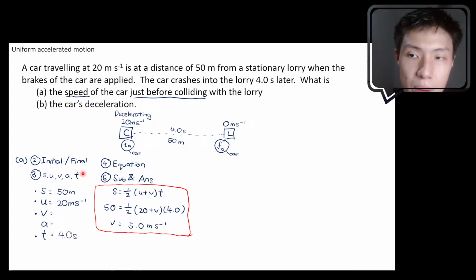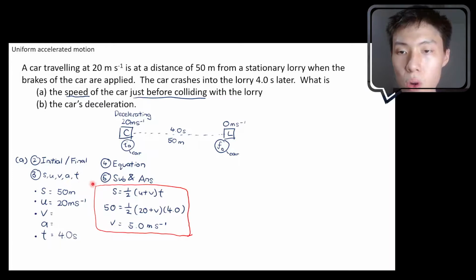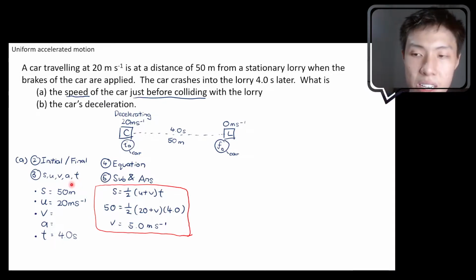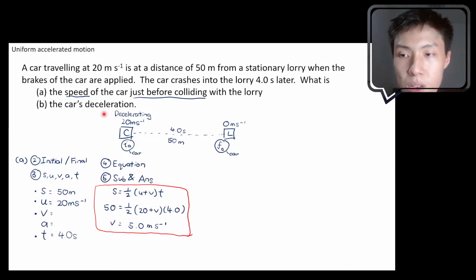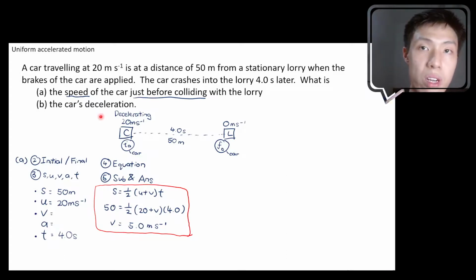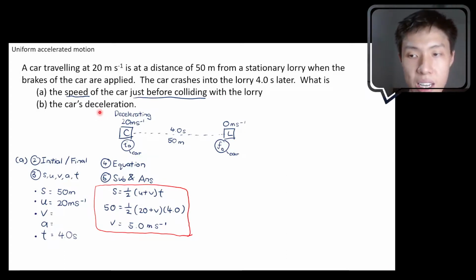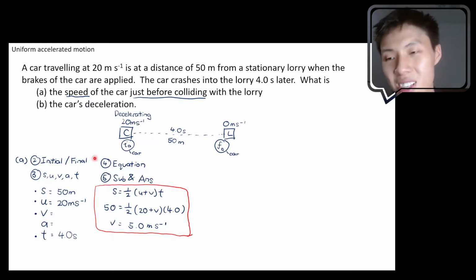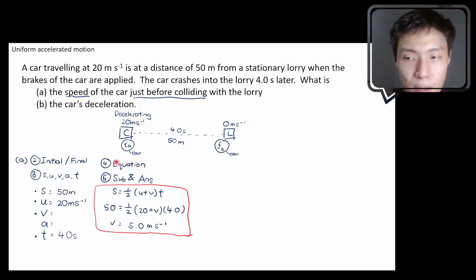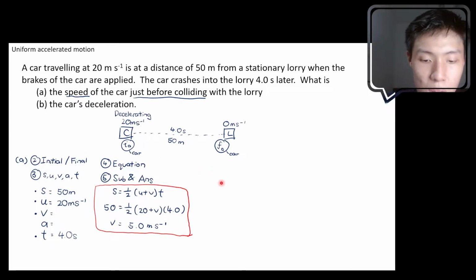If you jump steps, then later you will encounter situations where you don't know which one should be S, which one should be the initial. So do it systematically, please. Okay, let's proceed with question B over here, and I'll show you how I will write it in an exam setting. In an exam setting, you don't really need to write step 2, step 3, step 4, step 5. I'll show you how I write during the exam.